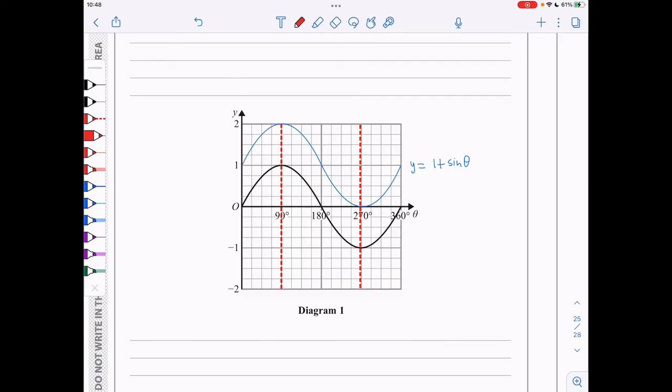So it should look something like this, cutting at 0, 180 and 360. So this is tan theta.